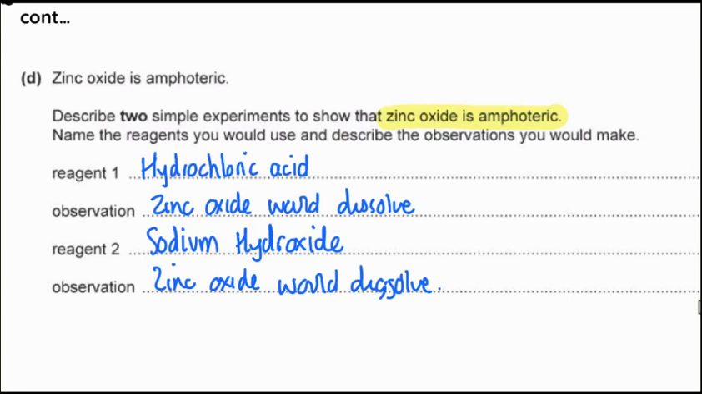The only other amphoteric oxide that you need to know about is aluminium oxide, and if they'd have chosen aluminium oxide, in this case, the answer would have been exactly the same.